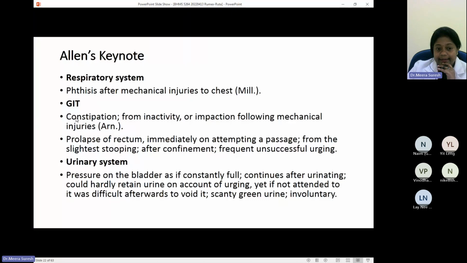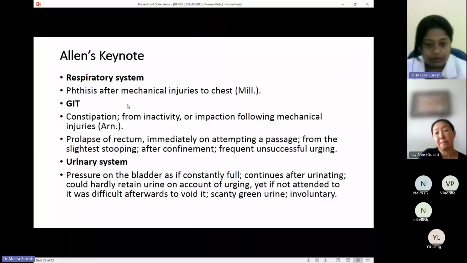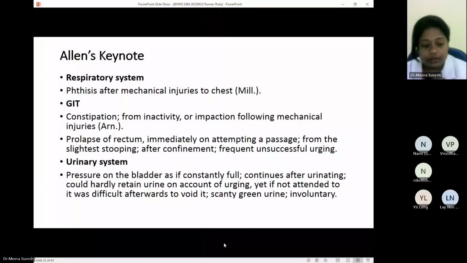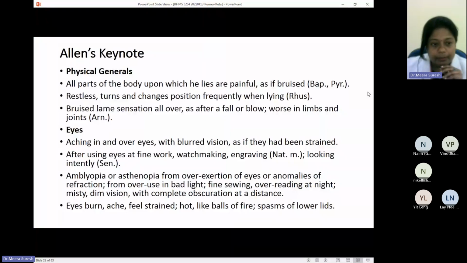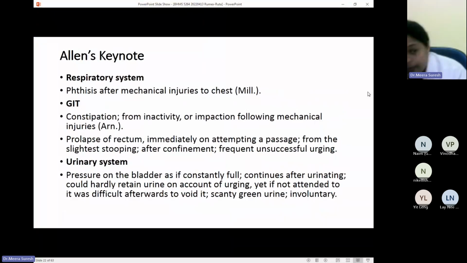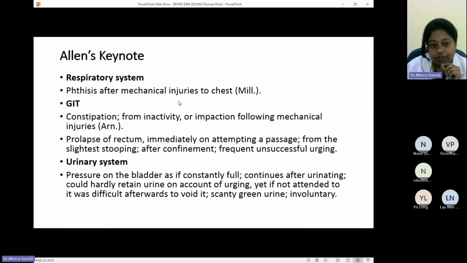Then in case of GIT, I told you it is a very good remedy for anal and rectal prolapse. So we were doing GIT. I hope you can see the PowerPoint. Okay. So we were saying about the eye complaints. Then the respiratory system, I told it is mostly for an MCQ basis. That might be asked.